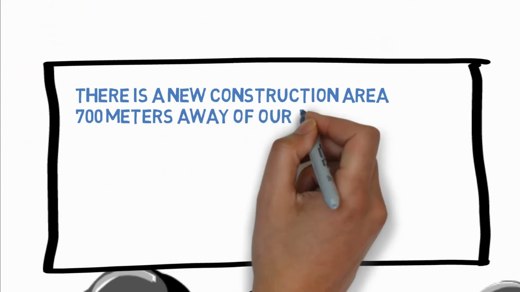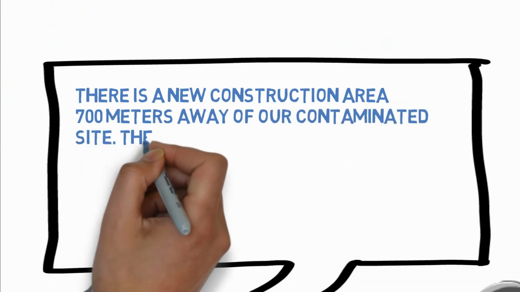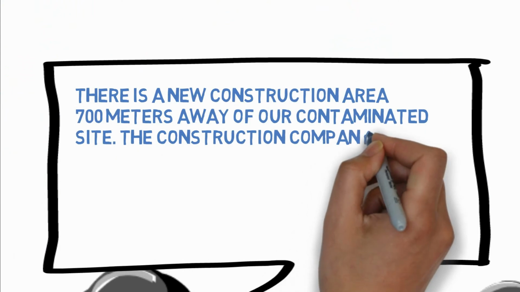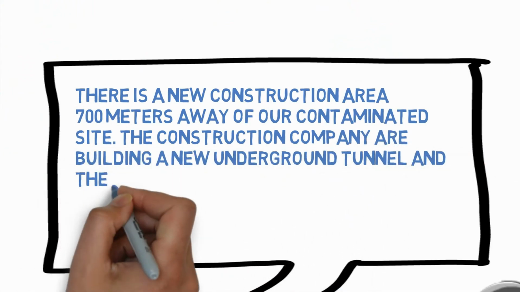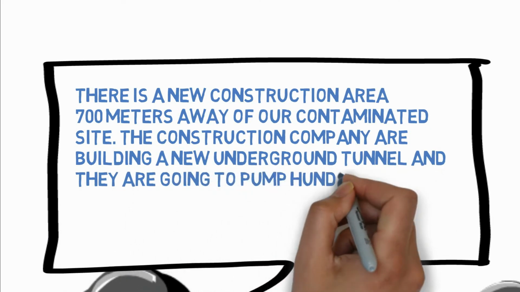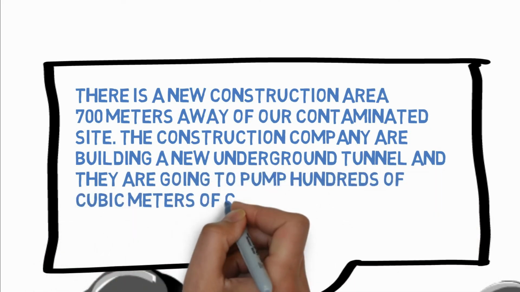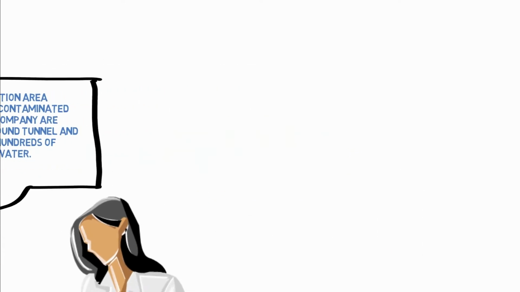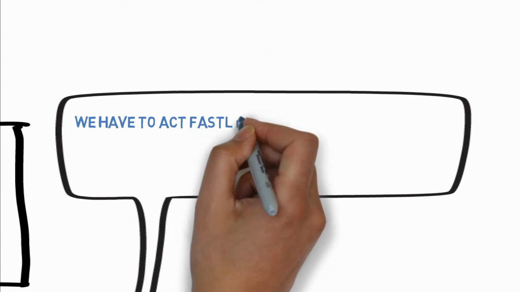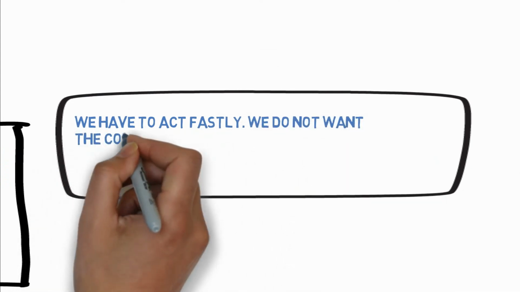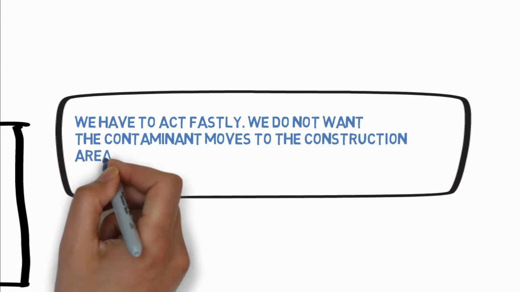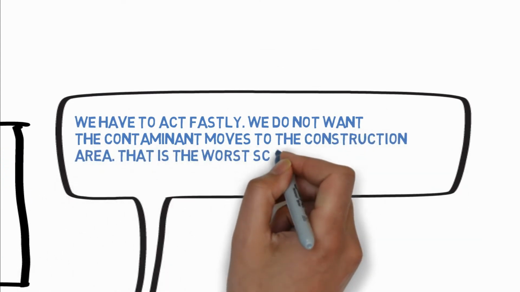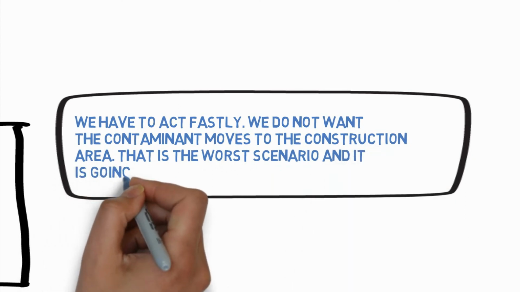There is a new construction area 700 meters away from our contaminated site. The construction company is building a new underground tunnel and they are going to pump hundreds of cubic meters of groundwater. We have to act fast. We do not want the contaminant to move to the construction area. That is the worst scenario and it is going to triple the cost of the remediation.